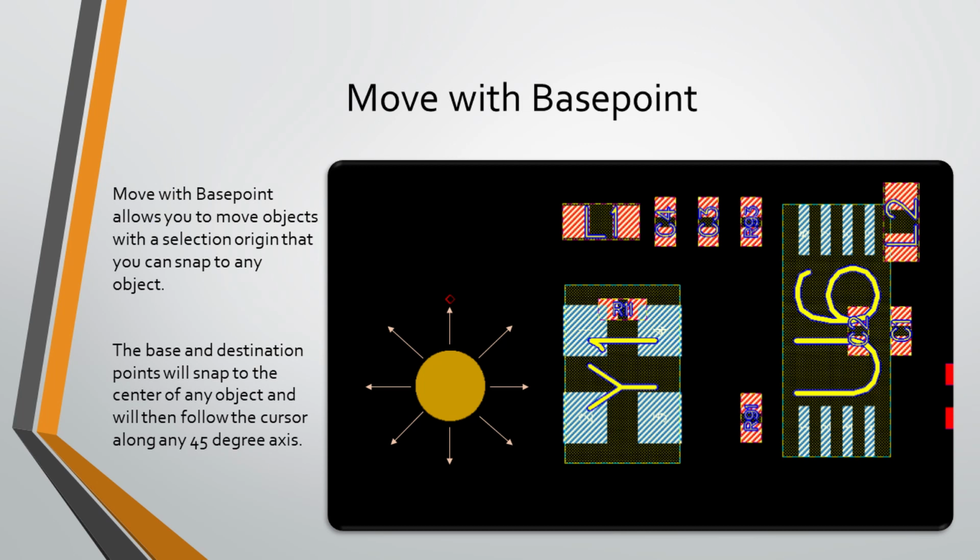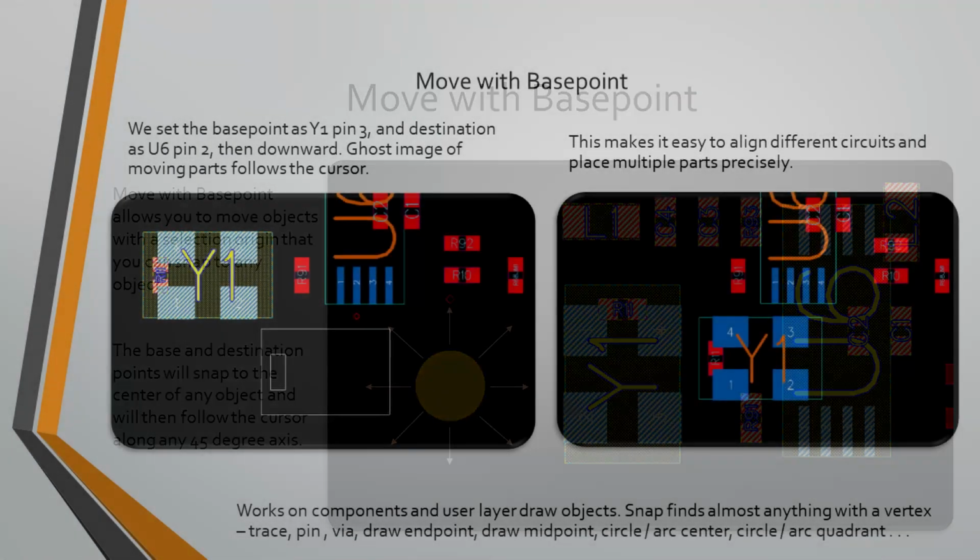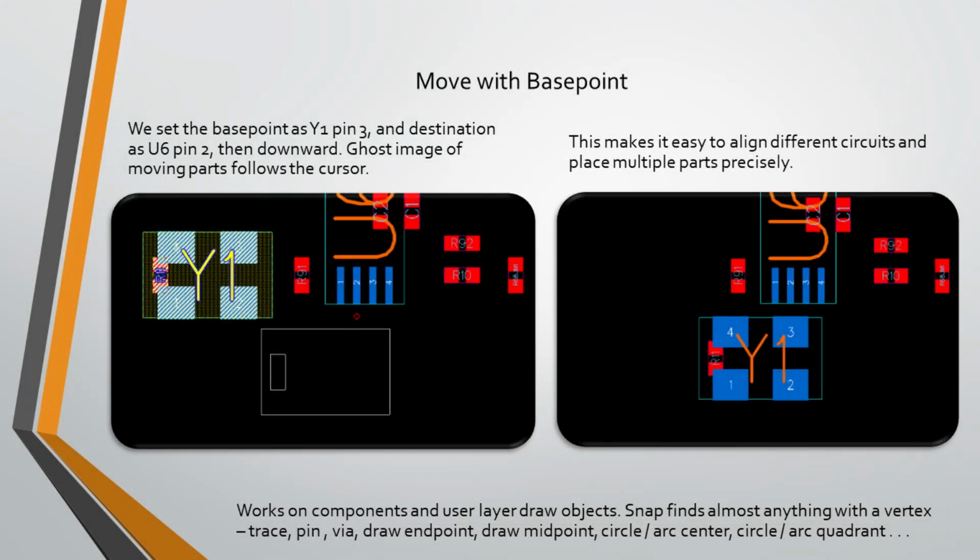The snap marker will home in on existing objects like pin and via centers, trace segment endpoints, and the endpoints, midpoints, centers, and arc or circle quadrant points of user layer drawn objects. If the cursor is moved off of a snap object, the snap marker will follow it along any 45-degree axis.